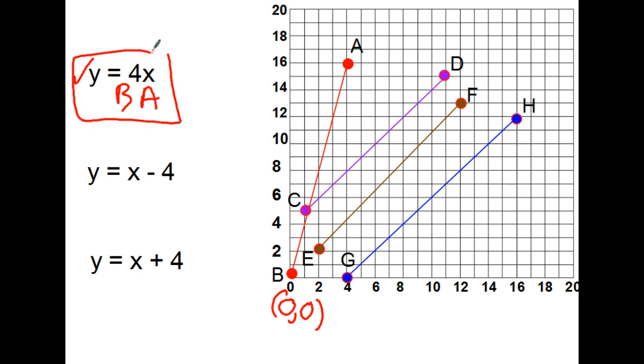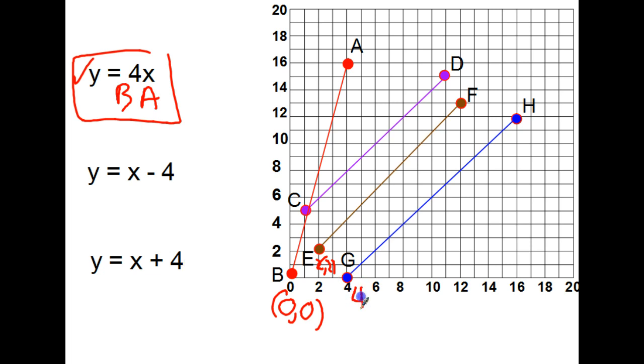BA. Right here I see a 2, 2 for E. Let's try it out. If I put a 2 in, 2 minus 4, that does not equal 2. Try the 2 in the bottom one. 2 plus 4, that's 6, not 2. So it sounds like that one's not going to work.